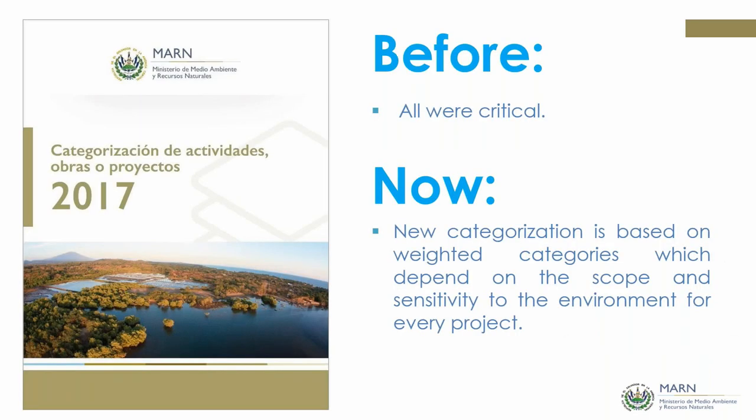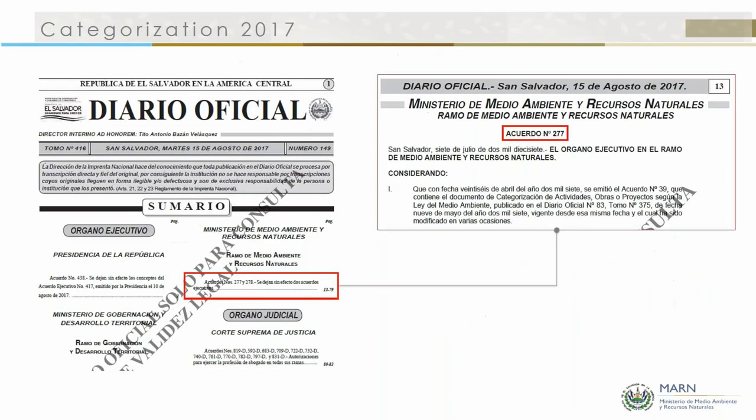Previously, all the criteria of categorization were critical, but now, thanks to the new categorization, which is based on weighted categories that depend on the scope and sensitivity of the environment for every project, there were three main categories with our list. It has a medium impact criterion, high impact criterion, and critical impact criterion. So we made a change, and at the end of the presentation, I'm going to show you the result of those changes. So let's go to the next slide.